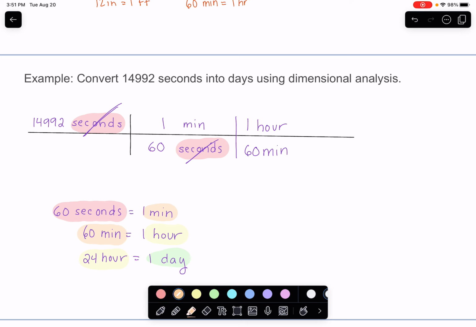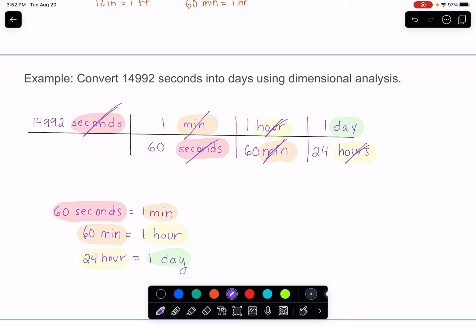So you can see here, minutes is on the top and it's on the bottom. So minutes is going to cancel out. If I were to stop here, I would have successfully changed seconds into hours. So I have one more step, and that is to change hours into days. I know hours has to go on the bottom, and that there are 24 hours in 1 day. Okay, so hours is going to cancel out, and so days is going to be the only thing that is left. So if I set up the problem just like this, I will successfully change seconds into days.